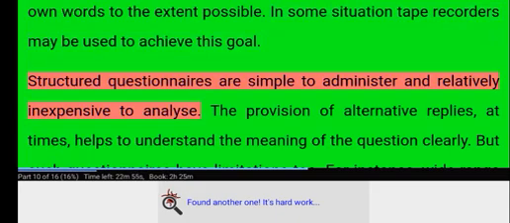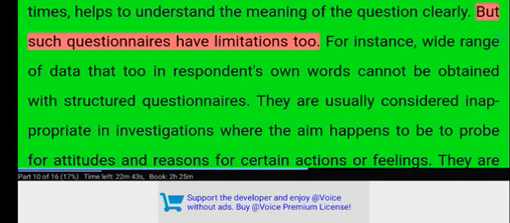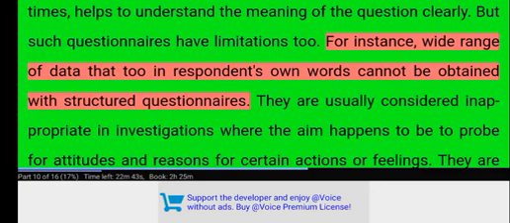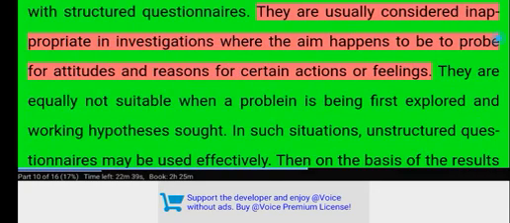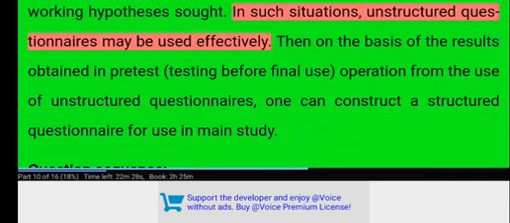Structured questionnaires are simple to administer and relatively inexpensive to analyze. The provision of alternative replies, at times, helps to understand the meaning of the question clearly. But such questionnaires have limitations too. For instance, a wide range of data, that too in respondents' own words, cannot be obtained with structured questionnaires. They are usually considered inappropriate in investigations where the aim happens to be to probe for attitudes and reasons for certain actions or feelings. They are equally not suitable when a probe line is being first explored and working hypotheses sought. In such situations, unstructured questionnaires may be used effectively.